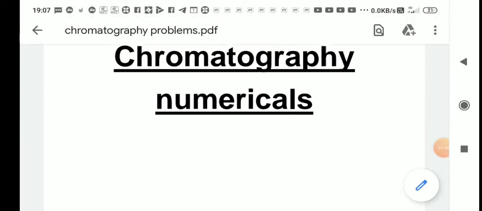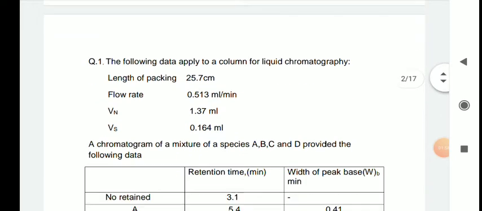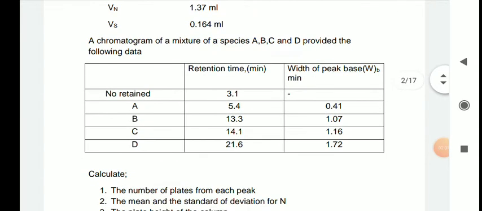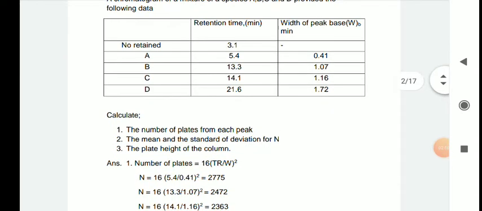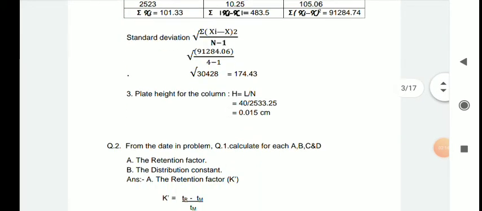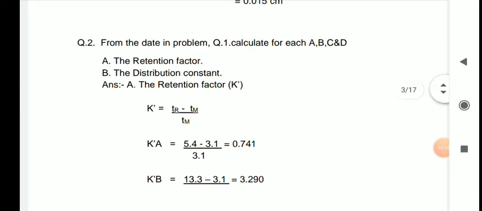Okay, now let's begin with the chromatography numericals. We have completed two problems. The first problem was the following data, all of which I have covered. In this we had to calculate the plate number, mean and the standard deviation, and the plate height. That we all did. Similarly, in the second problem, which was related to the first one, we had to calculate the retention factor and the distribution constant.